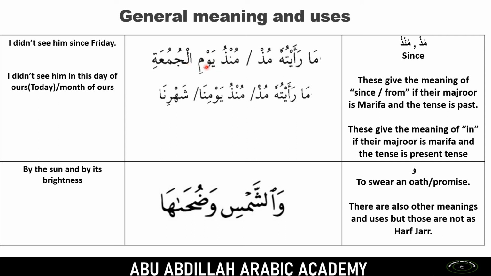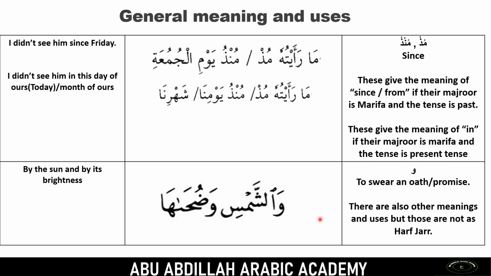Now let us look at this example which says ma ra'aytuhu mud or mundu yawmina or shahrina, meaning I did not see him. Yawmina meaning this day of ours, and shahrina meaning this month of ours. So now this is the present tense, so in this case it gives the meaning of in. So the meaning would be I did not see him in this day of ours or in this month of ours.